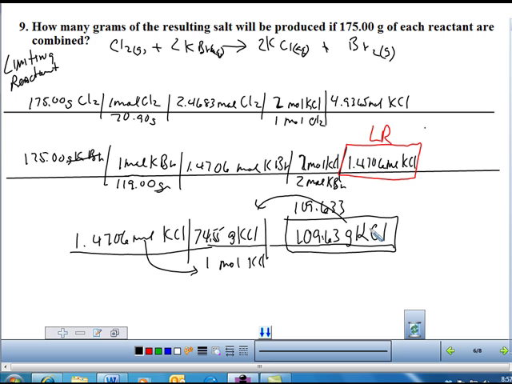Questions about that? Now that's one of the more difficult ones. I mean, it's difficult in the fact that it requires more steps. But the real question is, do you recognize the steps that you have to take to answer this question? Okay, so that's number 9.